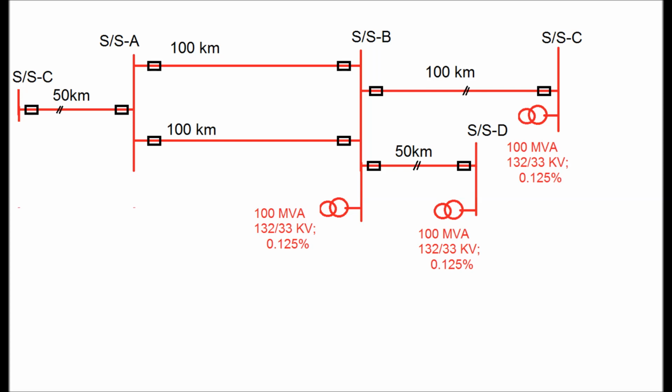In this video we'll discuss the different resistance reach settings, that is the phase-to-phase resistance reach for zone 1, zone 2, zone 3 and zone 4, and the phase-to-earth reach for zone 1, zone 2, zone 3 and zone 4, and also the residual compensation factor, that is the KZ calculation.